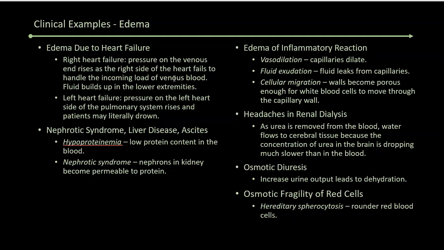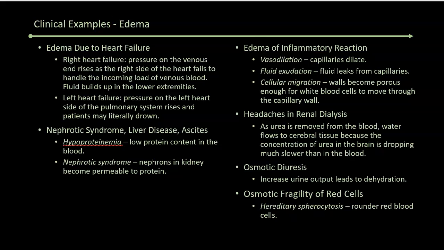Osmotic diuresis, I've already mentioned that. Increased urine output leads to dehydration. Osmotic fragility of red blood cells is a little different. This is a hereditary condition where the red blood cells are rounder and they absorb water more readily. If the balance of electrolytes in the blood gets off, they can literally absorb enough water to pop. So that's somewhat problematic if you actually want your red blood cells.